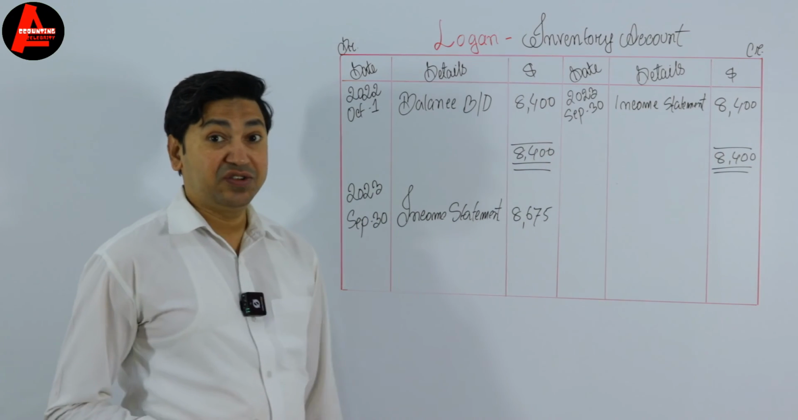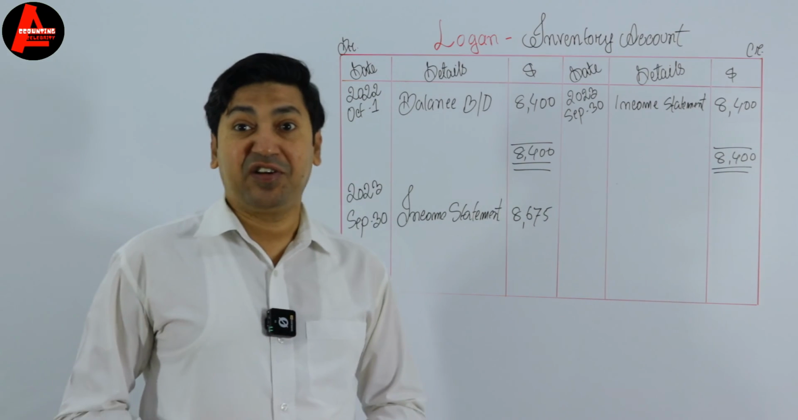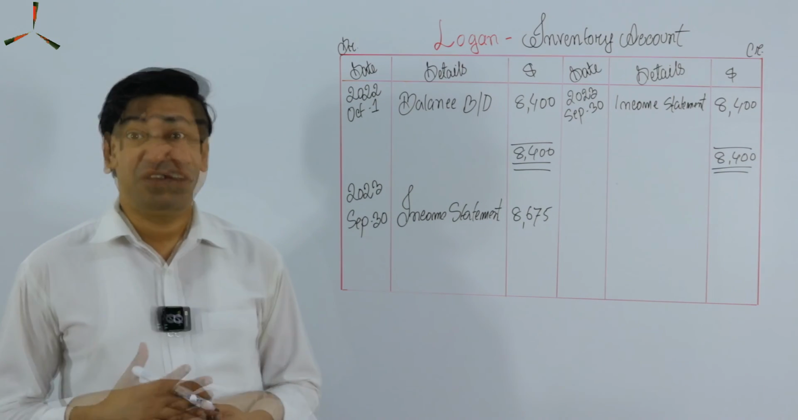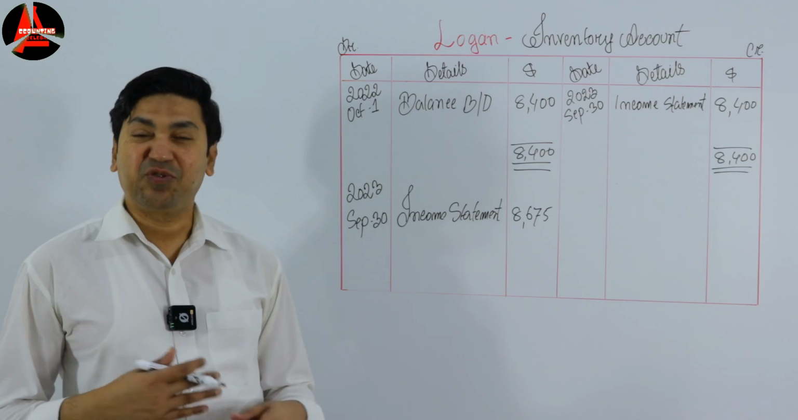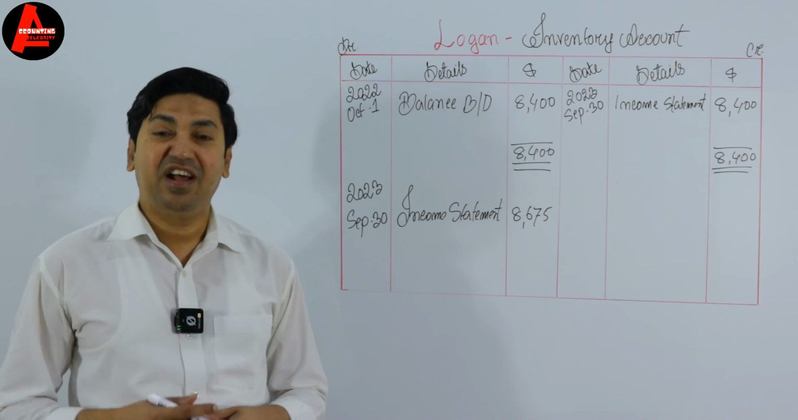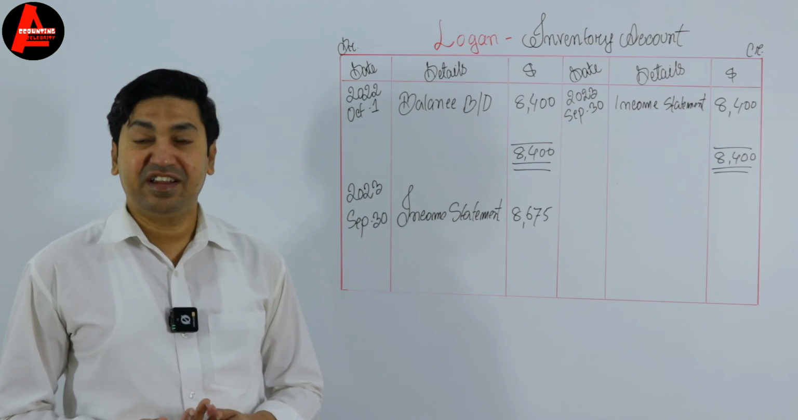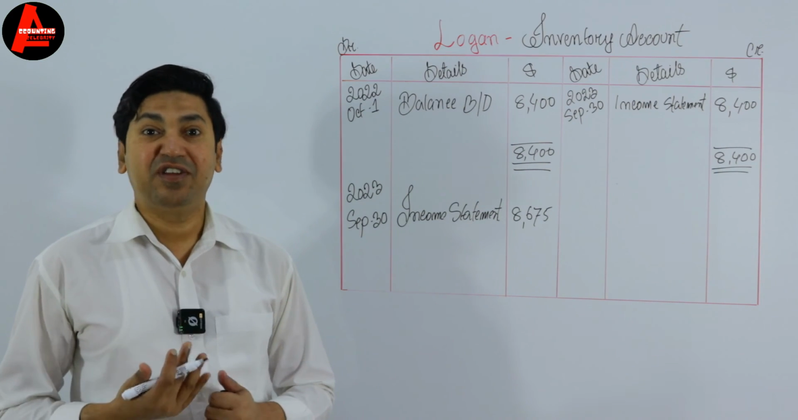This is how you need to make entries in the inventory ledger account. This is not complicated. If you don't understand where to record which amount, you get messed up in the exam. I hope next time you can prepare this account correctly and you will obtain full scores.